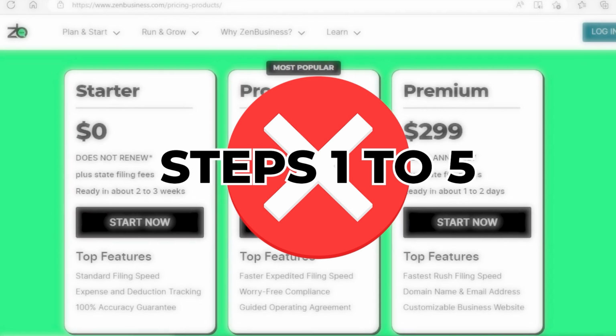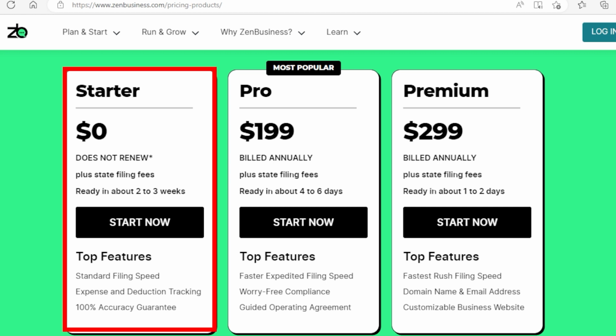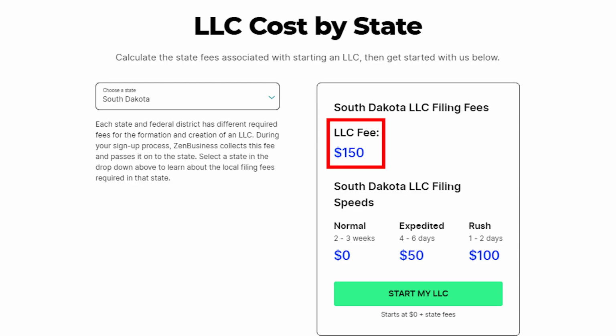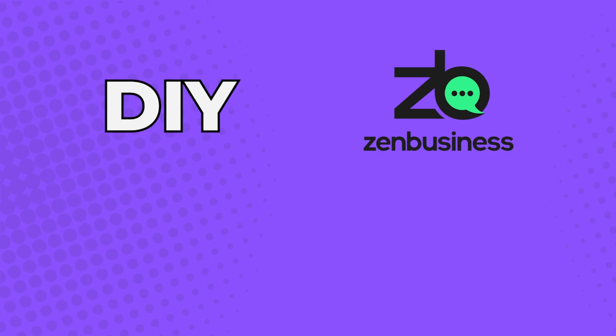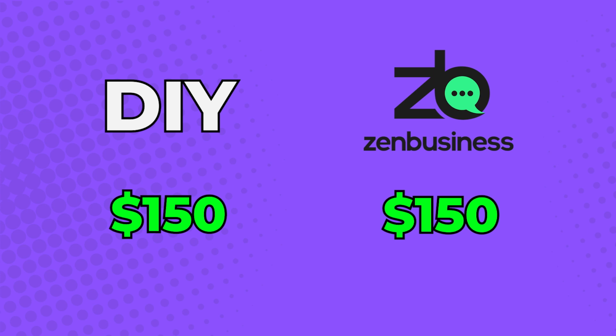Zen Business offers a one-of-a-kind deal. At absolutely no charge for the first year, Zen Business will prepare and handle your state filings and help you check whether the business name you want is available or not. You will only have to pay the state filing fees of $150 or $750. Going the DIY route means that you have to pay the fee anyway, so why not free up your time to work on your actual business and let Zen Business take care of what they do best.